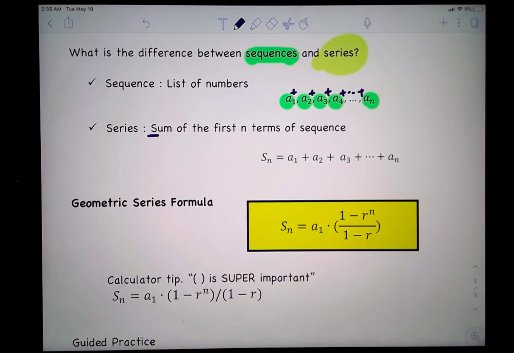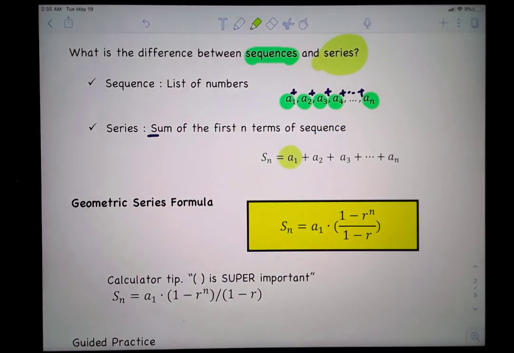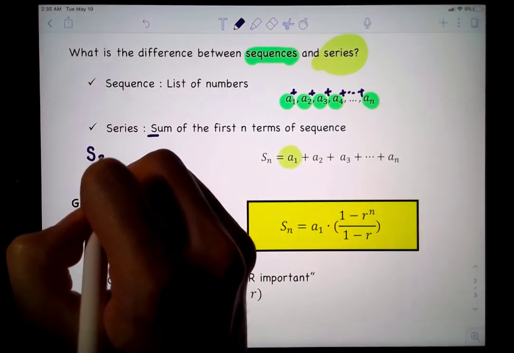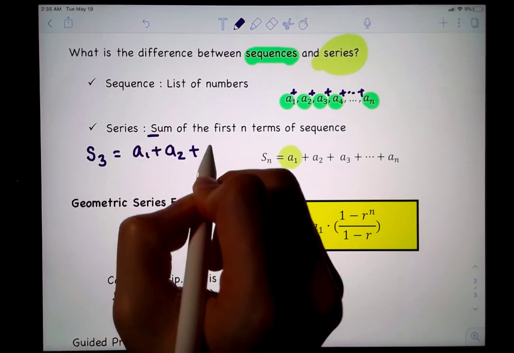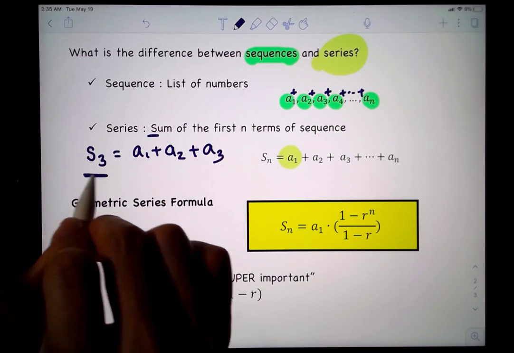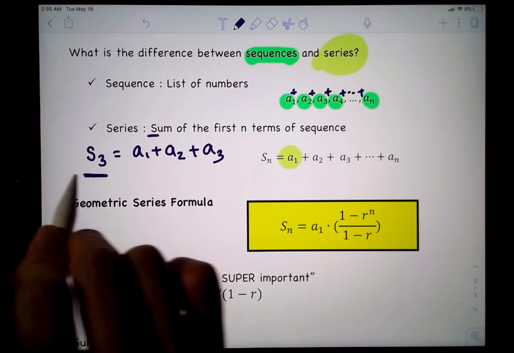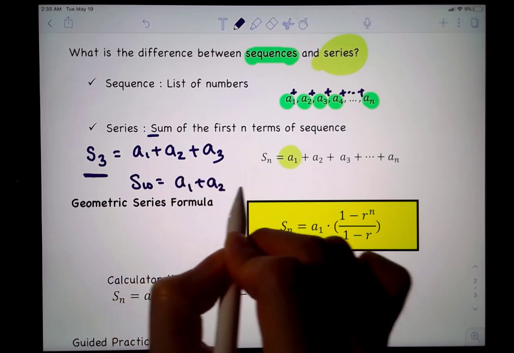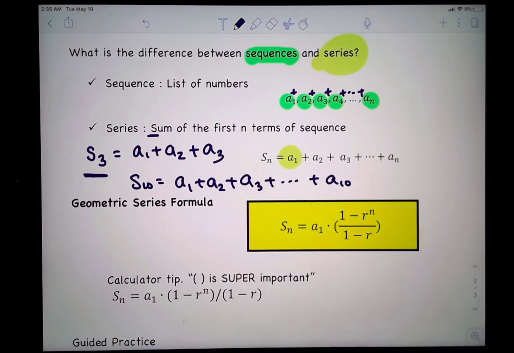When we're talking about the sum as S sub n, you always start with A1 until this term. For example, if I have S3, then that is A1 plus A2 plus A3. That means the sum up to the third term from the initial term. So S10: we always start from A1 and go until A10. You add up everything, and we call that S sub 10.